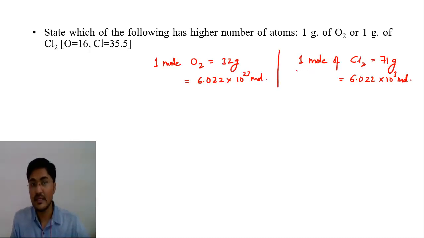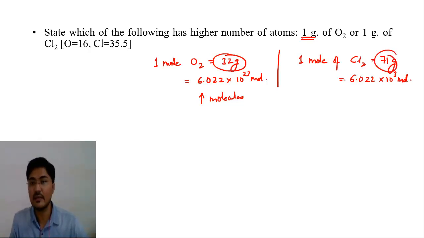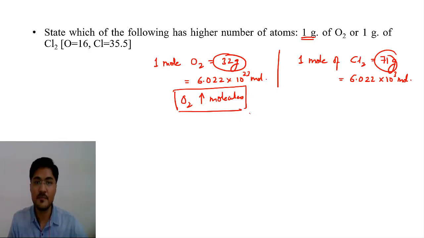Now they are both diatomic, so we can say simply by looking at them that 32 grams is the molar mass and 1 gram is taken. So obviously it will contain more number of molecules as compared to chlorine, because its molar mass is 71 grams, which will again occupy the same amount of molecules, and hence the answer comes directly that O2 will contain more number of molecules. And if you really want to solve it again for practice, please pause this video and solve the numerical and get the answer, that is, O2 has higher number of atoms in it.